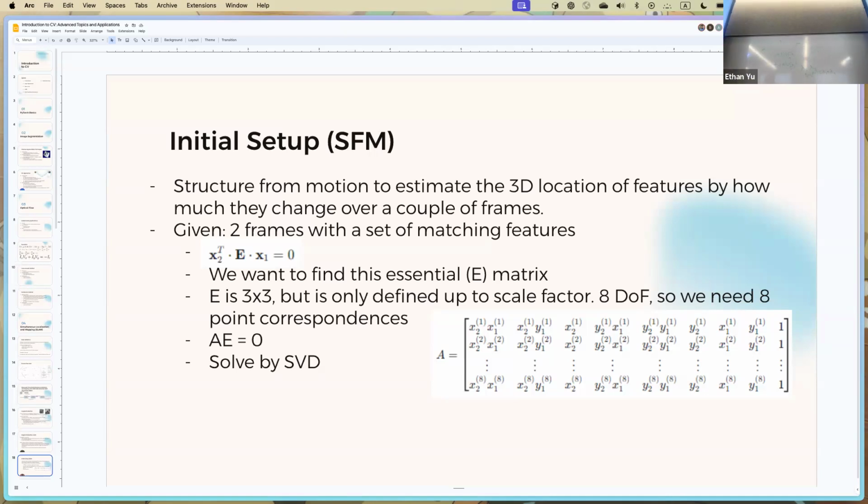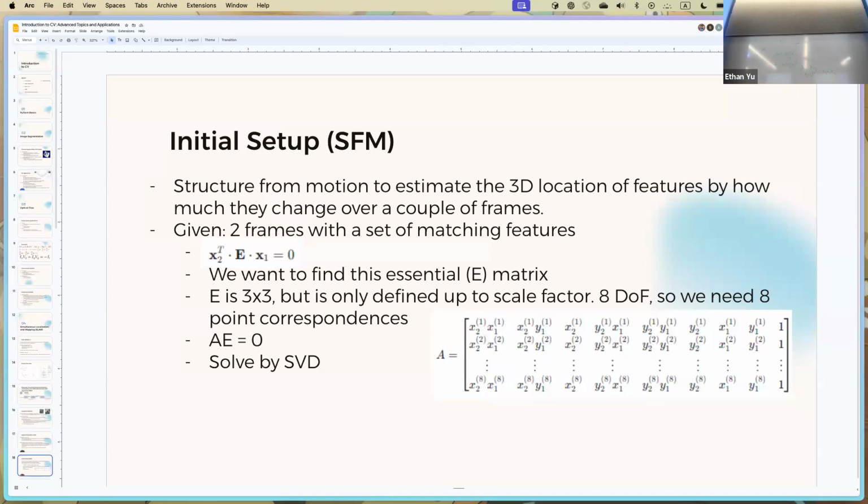This matrix is a 3x3 matrix, but it's only defined up to a scale factor. So we have 9 elements, defined up to a scale factor, which means we actually have 8 degrees of freedom. So in order to solve this, we need 8 point correspondences. And you can rearrange that top equation into a matrix A times the essential matrix equals 0. And this is what A actually is.